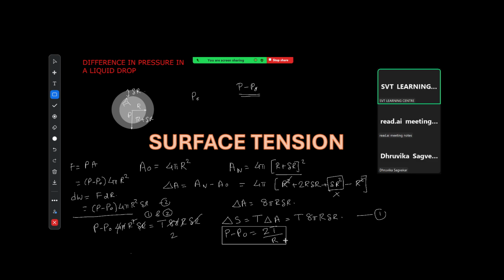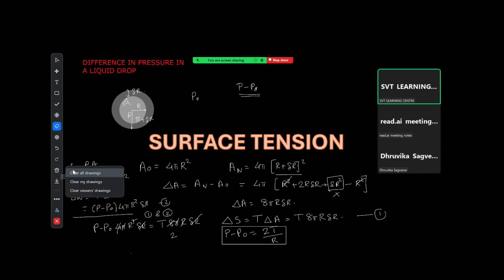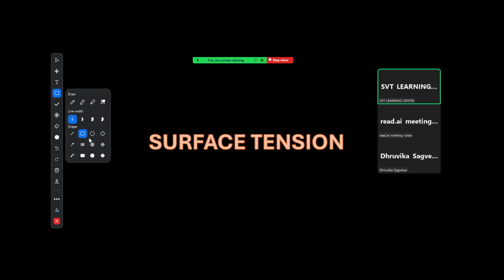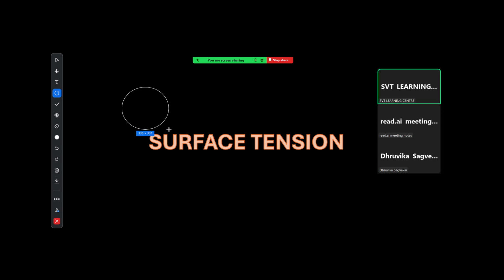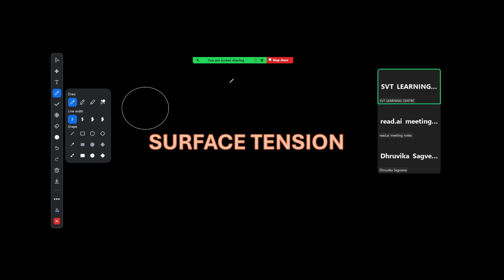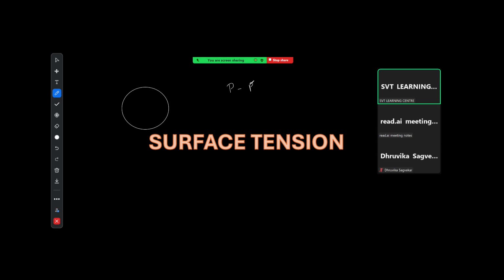Now instead of a liquid drop, if we are looking at a bubble, any form of bubble, what will happen? We will end up getting what is called two surfaces. There will be two surfaces in a bubble, one outside and one inside. So in this case, the pressure difference P minus P0 will be equal to 4 times capital T upon R. Is it clear?